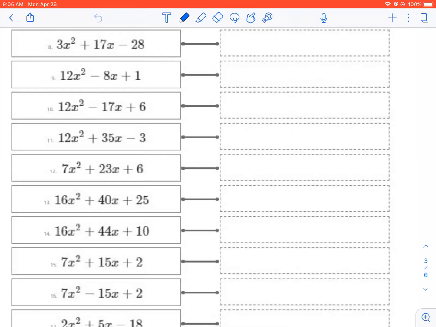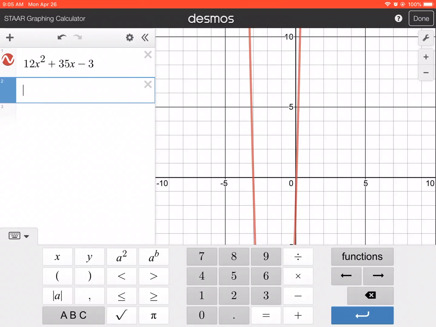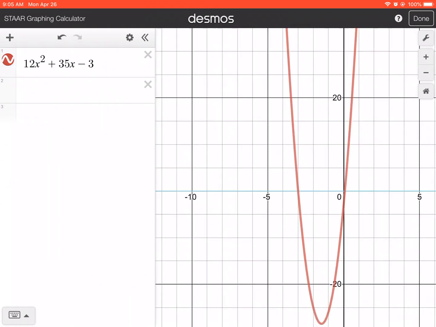I wanted to share with you a third way to do the factoring and foiling matching activity, and we're going to focus on number 11. So what you can do is type in number 11 on your Desmos, like I've done here, and you're going to see that that is going to be a parabola. I'll zoom in here so you can see it.